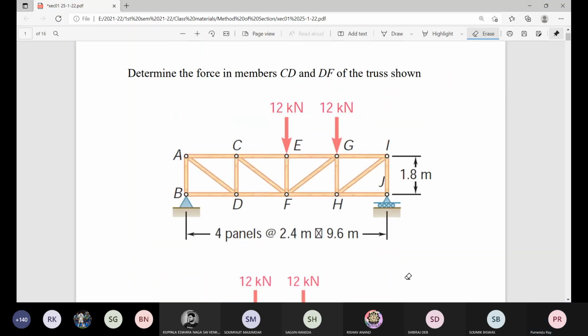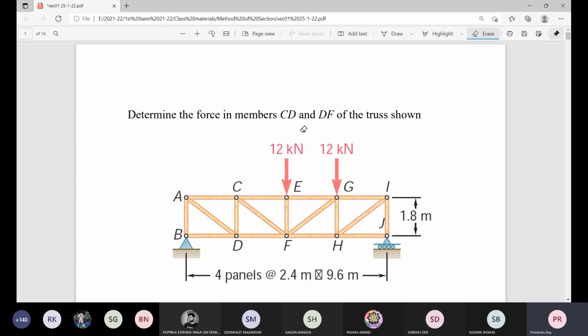Now, what about the members we are required to find out, CD and DF? By method of joints, we should start from location B. At B it will be the starting point. Then the next joint we accept when it is known. This is also known, joint A as the second joint. Then you go to joint D as the third joint, so that you get the value of BC, CD and DF.